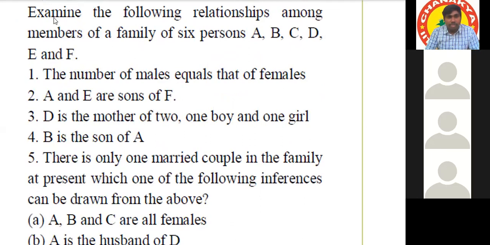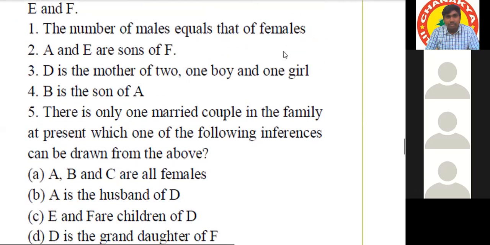Okay, before information is examined, the following relationship among 6 persons A, B, C, D, E, F. Okay, these are the options. Here the question is, which of the following inferences can be drawn? Inference is nothing but a short conclusion. Which one will be correct? So 1 minute. Carry on.